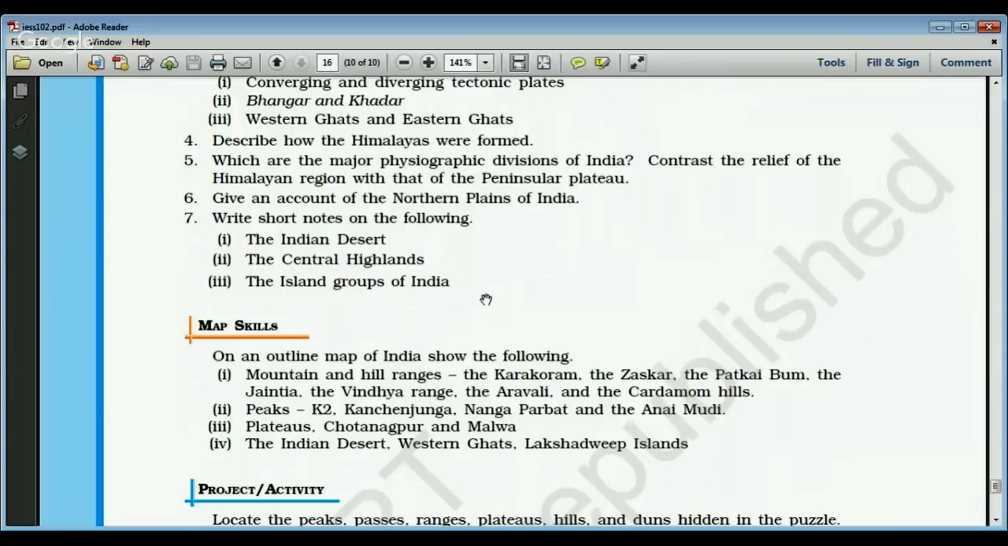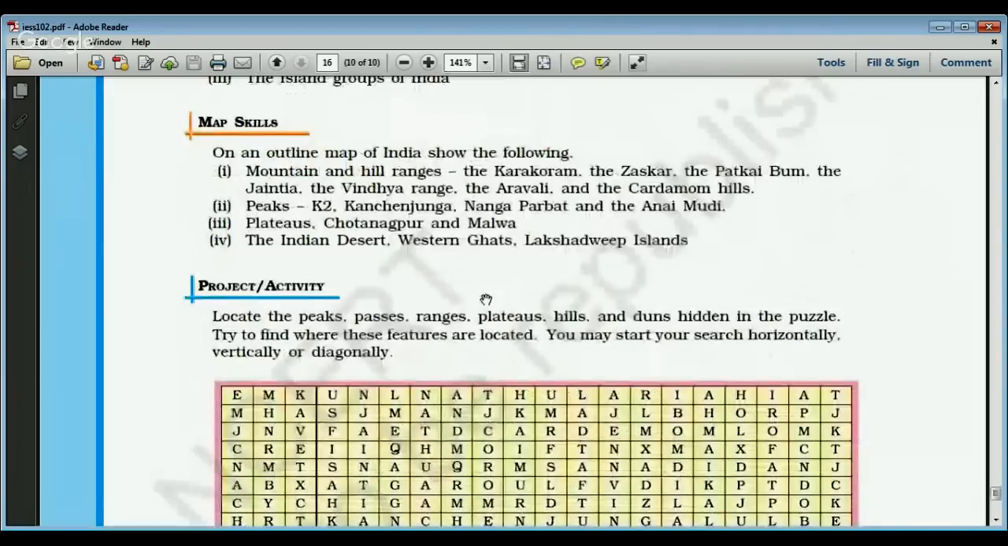Two island groups of India are present. First is the Lakshadweep group, which are coral islands. They lie to the southwest part of India, and then second is the Andaman and Nicobar Islands. They lie to the southeast part of India. So this is the end of this chapter.